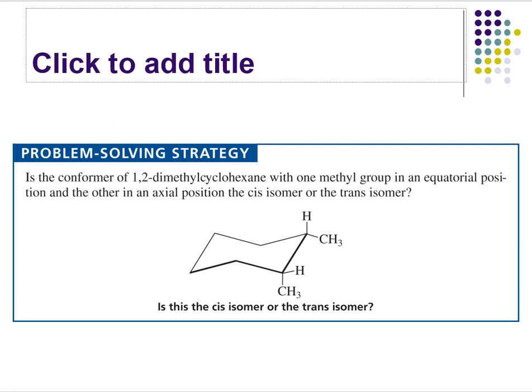Is the conformer of 1,2-dimethyl cyclohexane with one methyl group in an equatorial position and the other in an axial position the cis or the trans isomer? How do we solve this type of problem? Well, notice I told you, you only look at the direction of the groups. And this is going to be pretty easy because they gave me the structure. They did not want me to draw it. Sometimes they'll want me to draw it from scratch, and I'll have to start there just in order to make this determination. But at least here they gave me the structure of it.